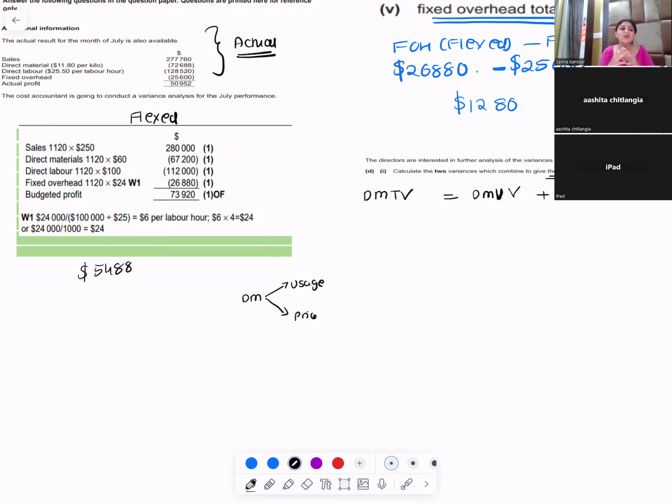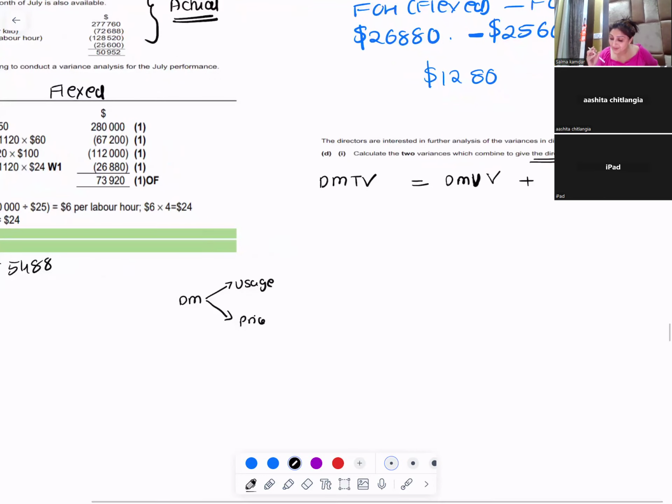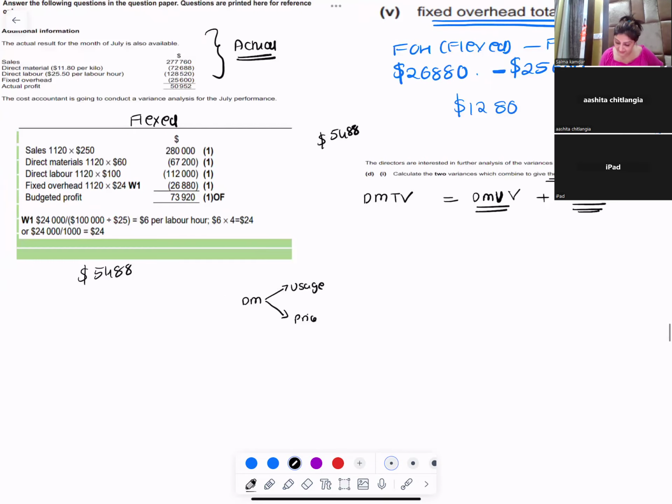So they want the two variances, the reasons that have given you a total variance of $5,488. It could be two things: direct material usage variance and direct material price variance. For usage variance, you do standard quantity minus actual quantity into standard rate. For price variance, you do standard rate minus actual rate into actual quantity.